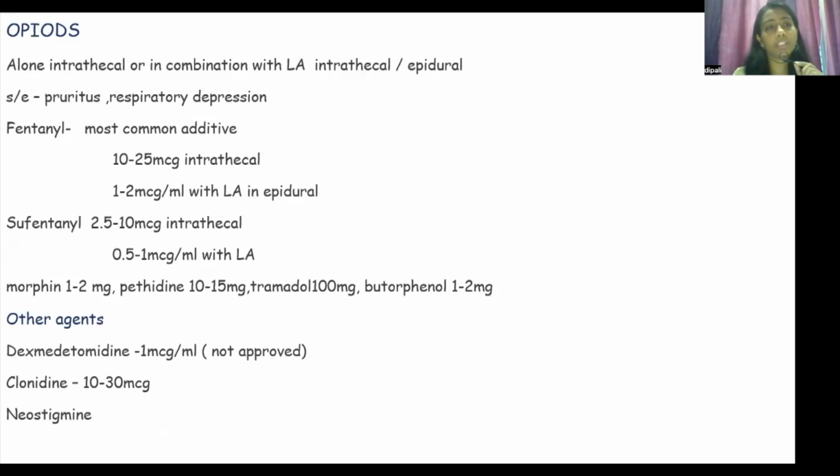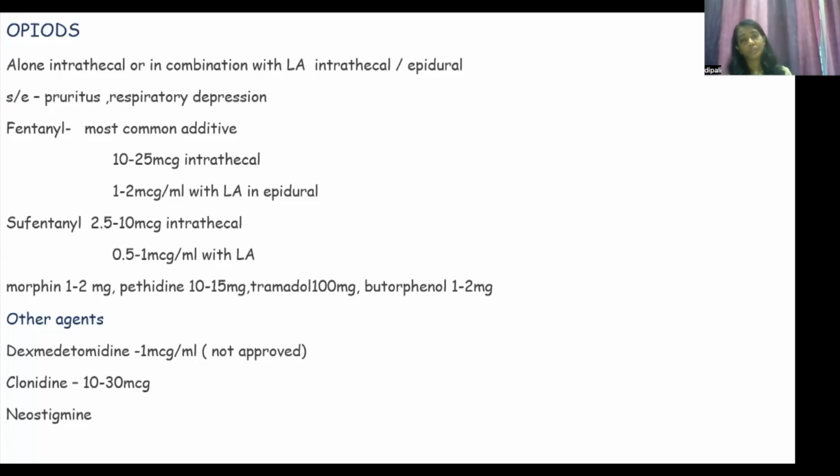Opioids can be used alone intrathecally, or in combination with local anesthetics either intrathecally or epidurally. The main side effects of opioids are pruritus and dose-dependent respiratory depression. The most common additive that we use is fentanyl in a concentration of 10 to 25 micrograms intrathecally, or 1 to 2 micrograms per ml with local anesthetic in the epidural.